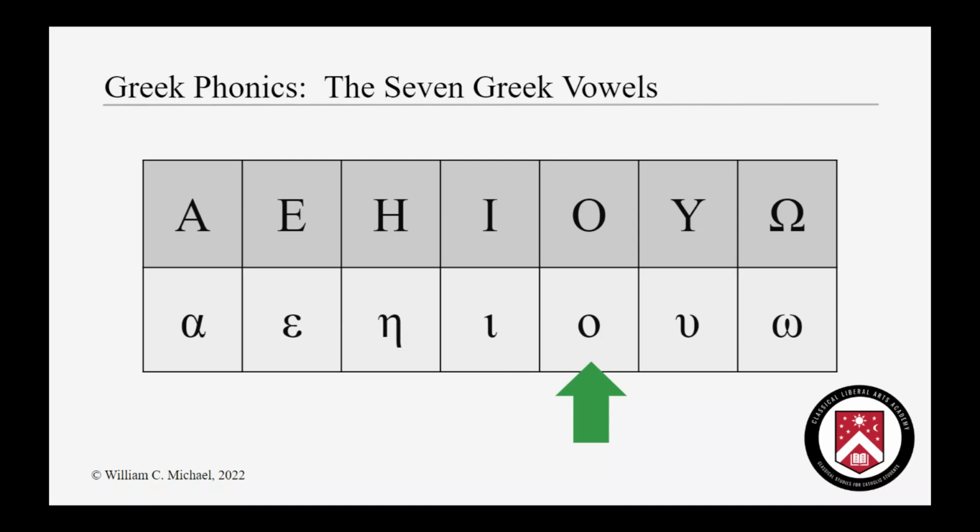The fifth Greek vowel is omicron, which is read with the sound o. The sixth Greek vowel is upsilon, which is read with the sound u. And lastly, the seventh Greek vowel is omega, read with the sound o. Now let's join consonants to these vowels and practice reading Greek syllables.